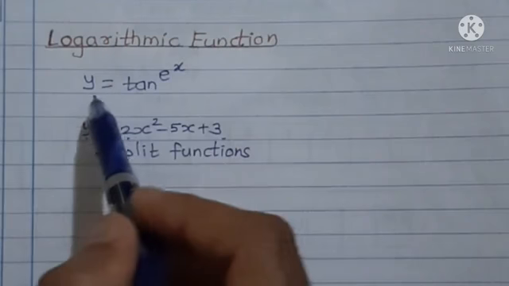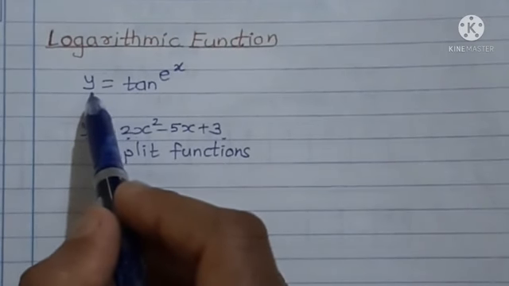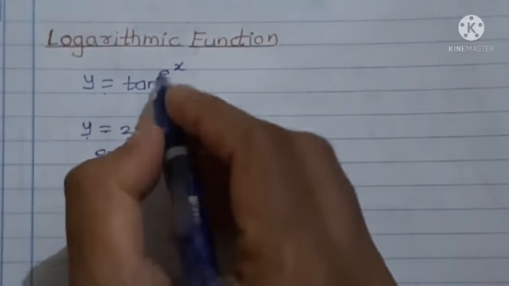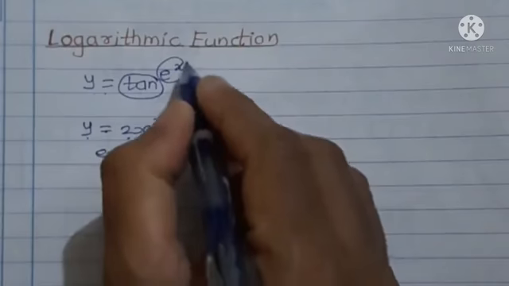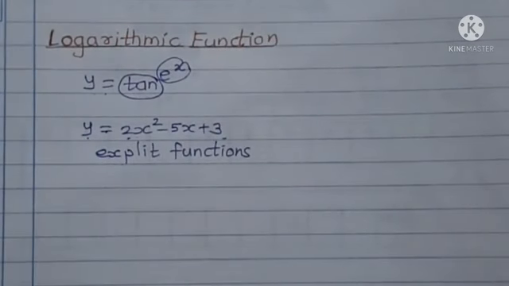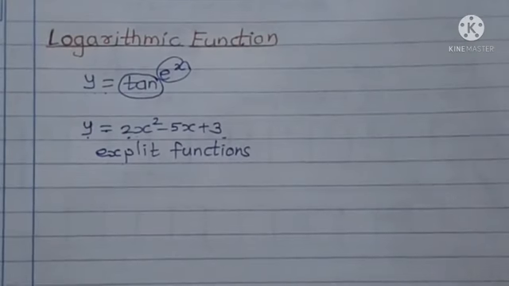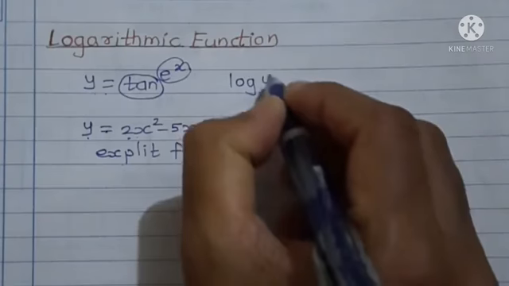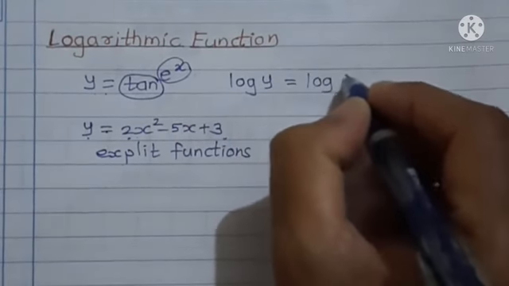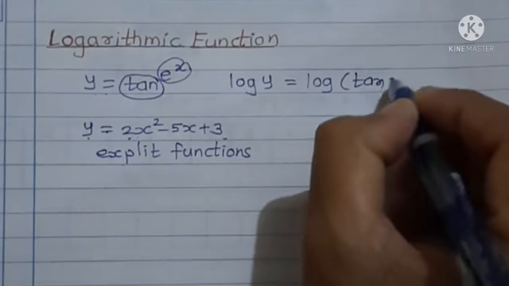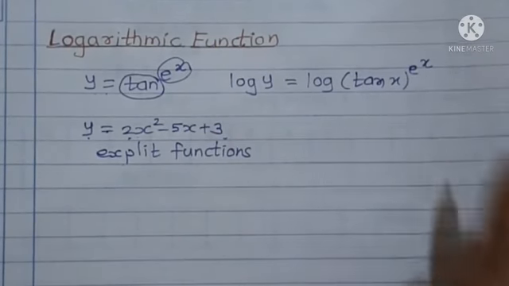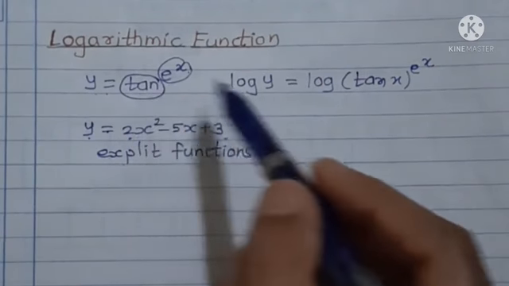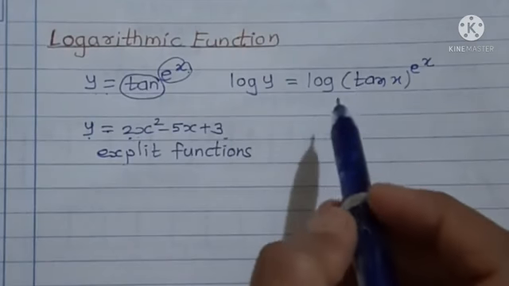Now what is the logarithmic function? See, I had given here y is equal to tan x raised to e raised to x. So here there are two functions, one is tan x and the other is e raised to x. In such cases, we take log on both sides, that is log y is equal to log of tan x raised to e raised to x. If there are two types of functions in the exponent form, then we use the logarithmic function.